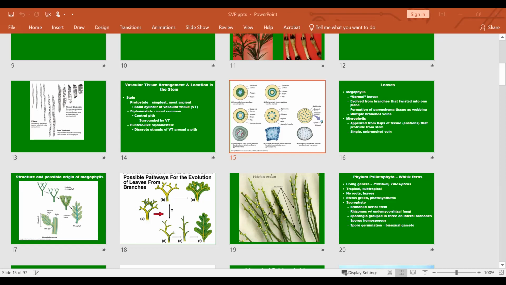So we have to do this vascular assignment. Is there any way you'd still be able to look that up?